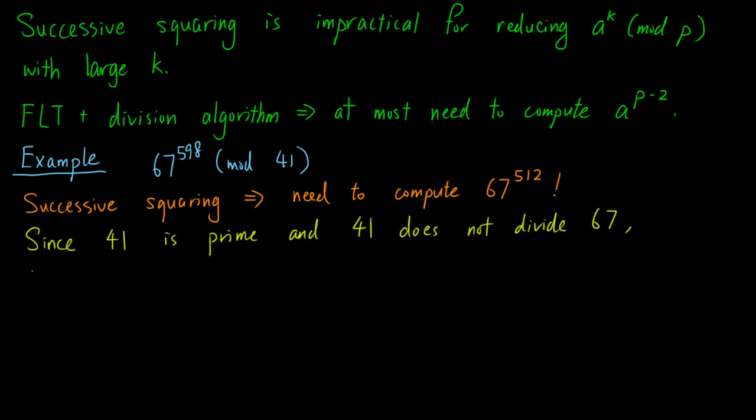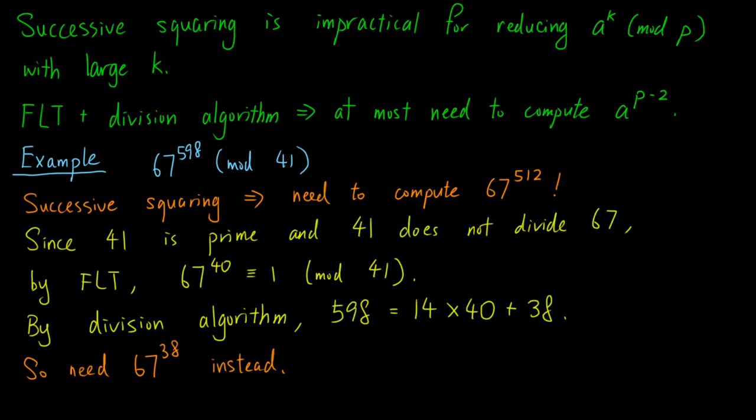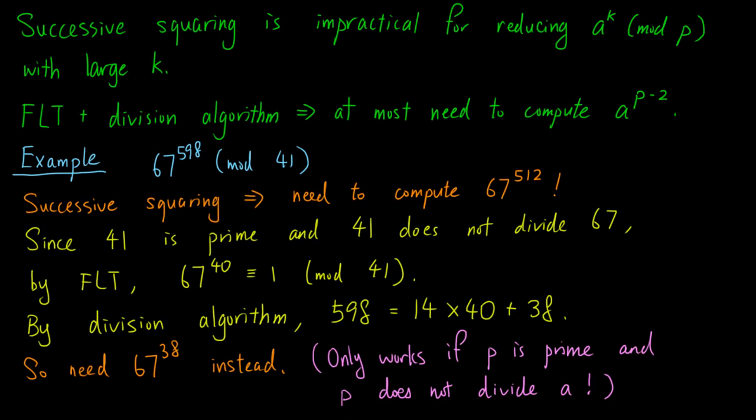And we can do so because 41 is prime, and 41 does not divide 67. So by Fermat's little theorem, 67 to the 40 is congruent to 1 mod 41. Now, we use the division algorithm to write 598 equals 14 times 40 plus 38. So we need to compute 67 to the 38, which is a lot easier than 67 to the 512. However, bear in mind that this only works if the modulo p is prime and does not divide the base number a.